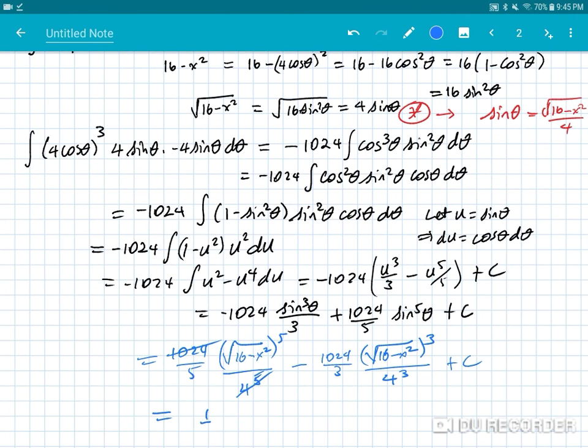That gives me 1/5 the square root of 16 minus x squared to the fifth minus, so if you cancel those, that gives me 4 squared. 4 squared is 16. 16 minus x squared cubed plus c, and I'm done. That's the integral.